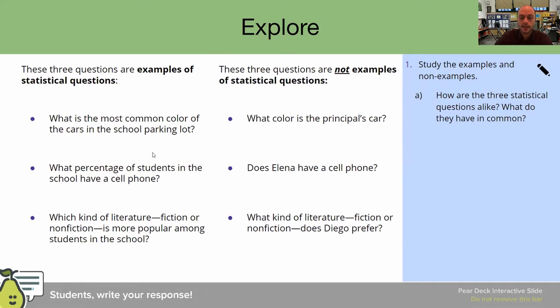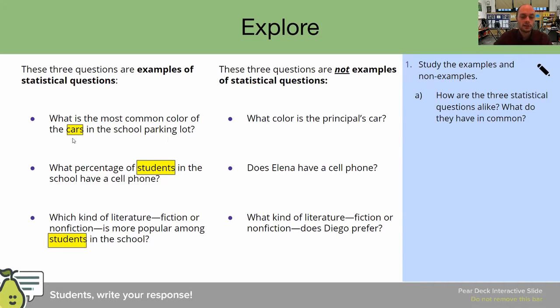All right, welcome back. If you said that you noticed in the first question, there was a word cars, and that talks about more than one car, many cars, then you are correct. If you also notice that in the second question, we talk about students, meaning more than one student, then that is also a very good observation. And finally, if you notice in the third question, it also mentions students, then that's also important because we're talking about more than one student. So in all three of these situations, we're talking about more than one object. And because we're collecting data on more than one object, that's what actually makes all three of these questions statistical.